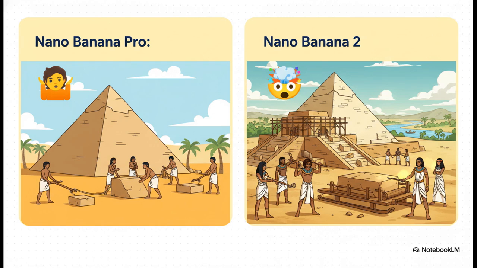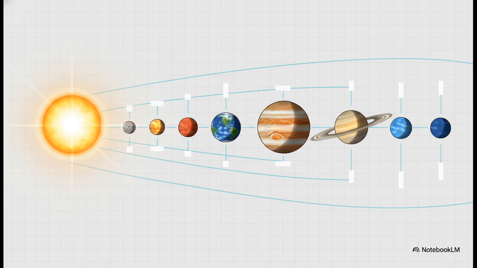Create an image of the Great Pyramid being built using only its GPS coordinates and a date. Now, on the left, you see the result from the old version, Nano Banana Pro. It's fine, but pretty generic. But on the right, whoa, Nano Banana 2's version is on another level. The clothing, the tools, even the landscape, it's all way more historically authentic because the AI is basically researching the topic in real time.